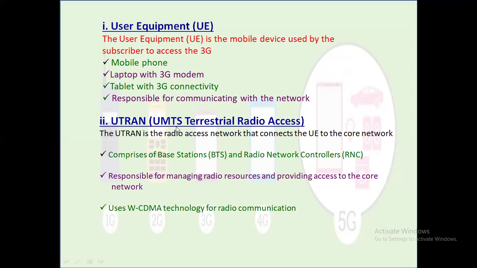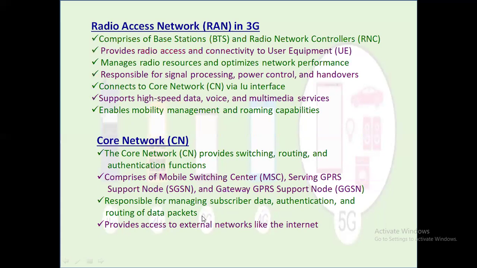Next, UTRAN, the UMTS Terrestrial Radio Access Network, connects the UE to the core network. It comprises base stations, BTS, and radio network controllers. It is responsible for managing radio resources and providing access to the core network, and it uses WCDMA technology for radio communication. Next, we'll move on to the radio access network in 3G.